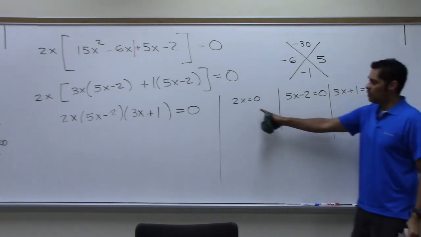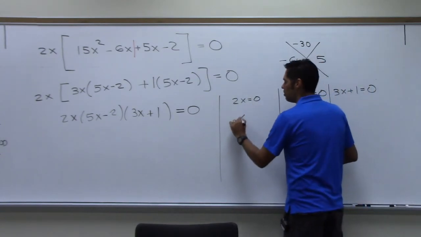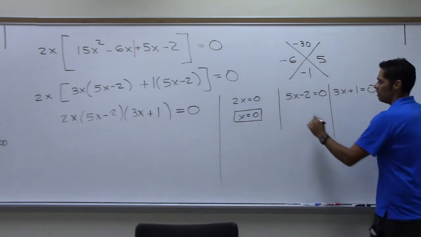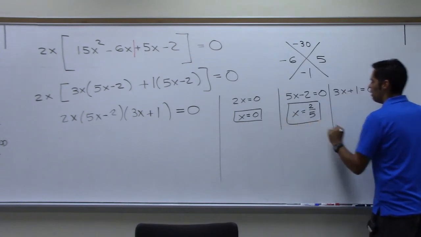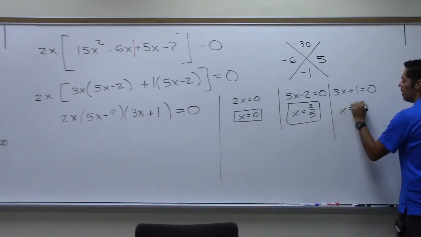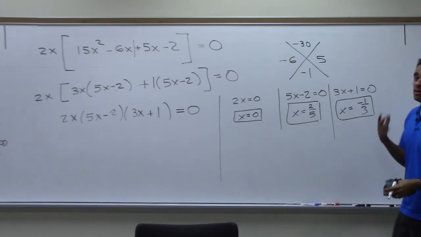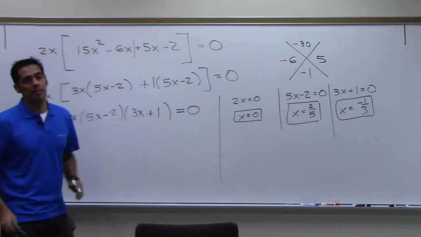To solve the first one, I just divide both sides by 2. 0 divided by 2 is 0. Here we move the 2 over, divide by 5, we get 2/5. And then here we move the 1 over and divide by 3, we get negative 1/3. So in order to make that equation true, the very beginning, you would have to let x be one of those 3 numbers.